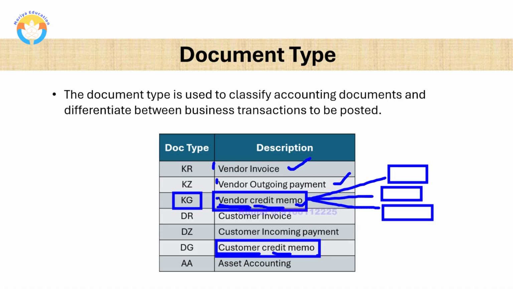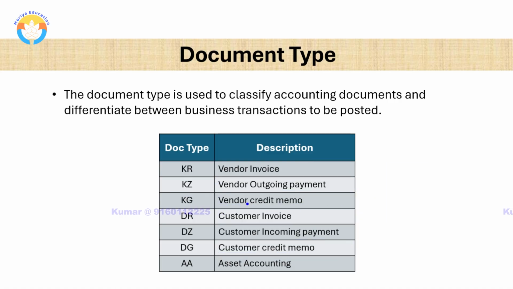So now tell me, customer credit memo means purchase returns or sales returns? Sales returns. Because to customer we can do only sales. So when it is returns, that means it is sales returns. So vendor credit memo means purchase returns. With vendor we can do only purchase. So that will be only purchase returns. When he returns back the goods, that will be only purchase returns, not sales returns. And what is the document type for purchase returns? KG. And customer invoice?